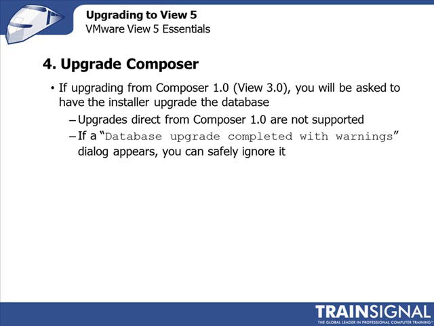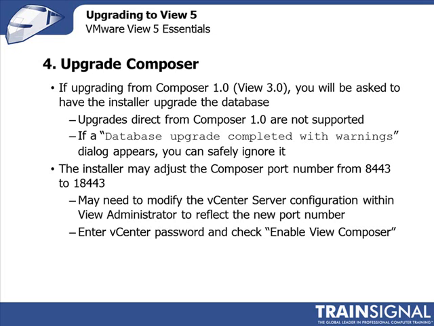Now, if you're upgrading from Composer 1.0, which was released with View 3.0, you'll be asked to have the installer upgrade the databases. Technically, Composer 1.0 to 2.7 upgrades are not fully supported, but in many cases they will work. You may get a database upgrade completed with warnings dialog, which can be safely ignored. The best practice for upgrading from Composer 1.0 to 2.7 would be to use intermediate upgrades that will handle the database upgrade more gracefully.